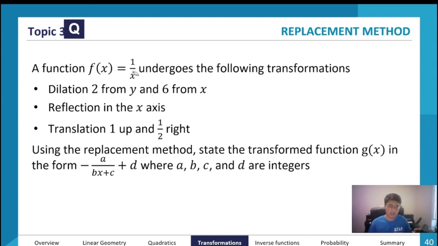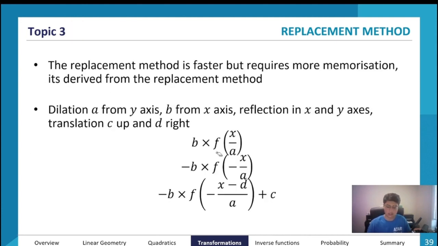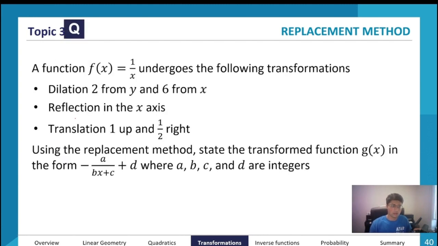The function f of x equals 1 over x undergoes the following transformations. It's the exact same set of transformations. We just want to use the replacement method now. So what I'm going to do is go back to the previous slide here. Let me change back to my pen. So we've got the graph y equals 1 over x. And just looking at our set of transformations: dilation 2 from y and 6 from x, reflection in the x-axis, translation 1 up and half right.